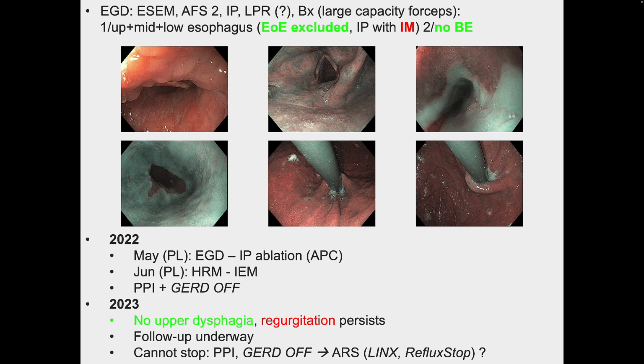Histopathology revealed IM in the inlet patch. The next step was successful APC ablation of the IP. While she's waiting for follow-up endoscopy, she still struggles with regurgitation. So possibly the last step would be anti-reflux surgery.